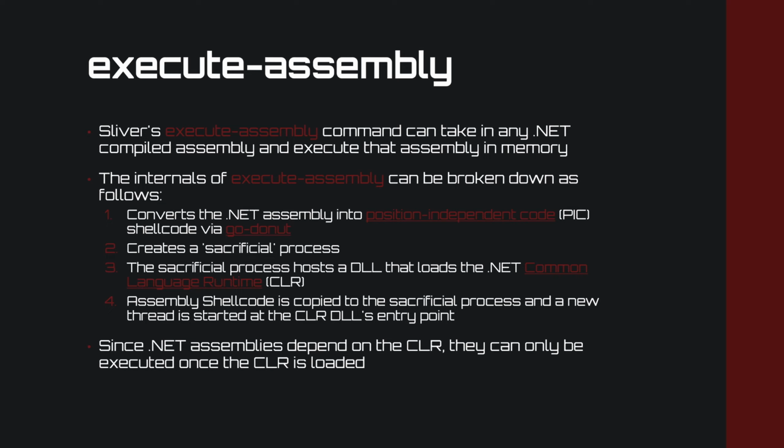Oh, and by the way, if you have never heard of what a sacrificial process is, in its simplest form, it is a newly launched process that serves as a launchpad for running commands independently of the Sliver process. Because every process has its own memory space, a sacrificial process has no tight connections to any other process on the system, which makes it ideal for use as a dummy for all necessary injection tasks. So with that understood, let's now take a look at how we can leverage the execute assembly command.